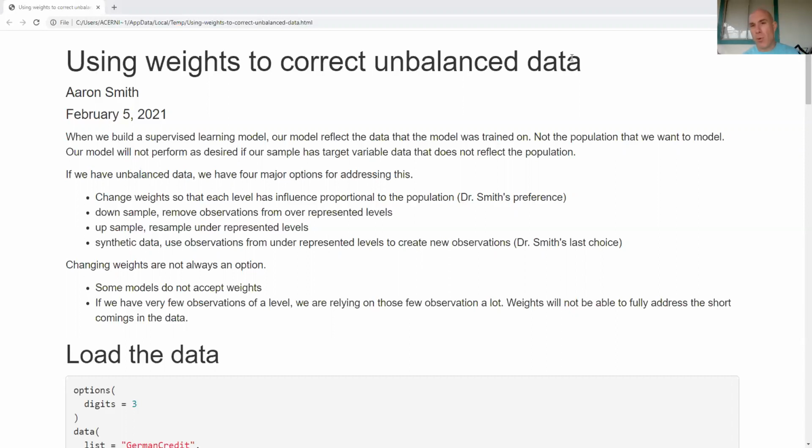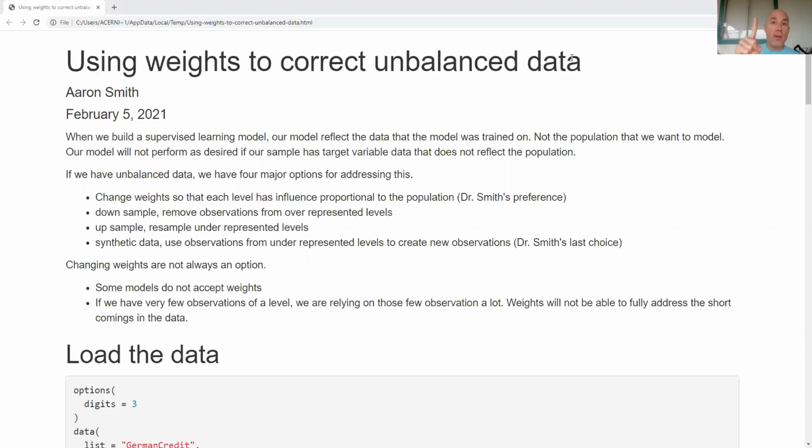Now, if it's a little bit off, that's okay. It's not that big of a deal. But if it's severely off, then the model probabilities are going to be wrong. And what's the point of building a model if the probabilities are wrong, right? So we've got four major ways to handle this.